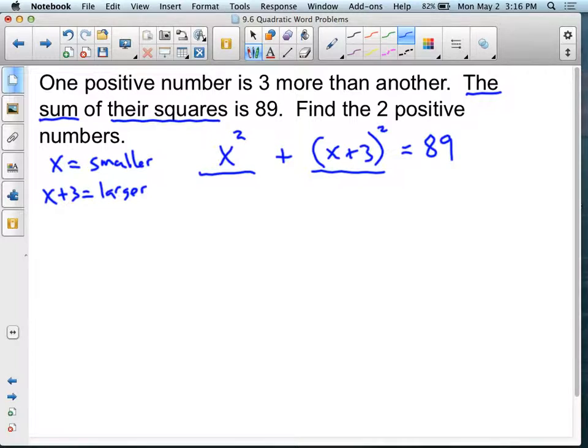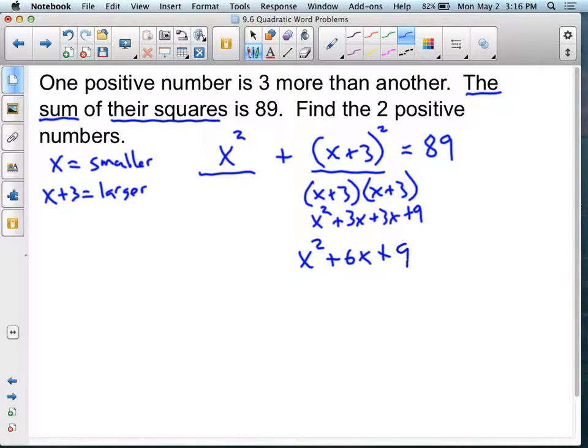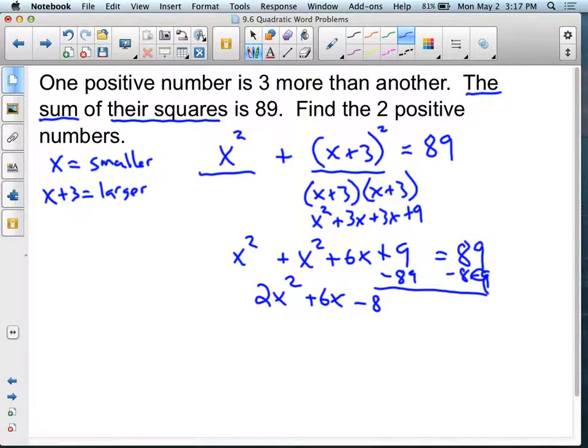So I'm looking at that second term, the square of x plus 3. And I remember from my work with expanding binomials that this means multiply x plus 3 twice. And when I multiply that out, I get x squared. The outsides give me 3x. The insides give me 3x. I get another positive 9 there. So all this simplifies to x squared plus 6x plus 9. Let me bring down my 89. Let me bring down my x squared. Combine some like terms, and we set equal to 0 as well. I get 2x squared plus 6x if I subtract 89 from both sides. I get a negative 80, and that equals 0.